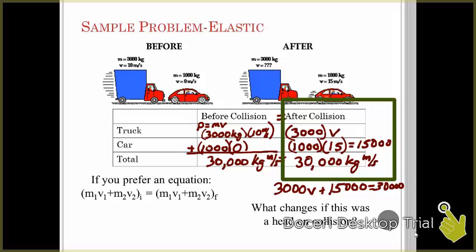Working through the algebra, you can see that we're going to get a velocity of 5 meters per second for the truck. So the truck had to have slowed down in order to transfer some of its momentum to the parked car.